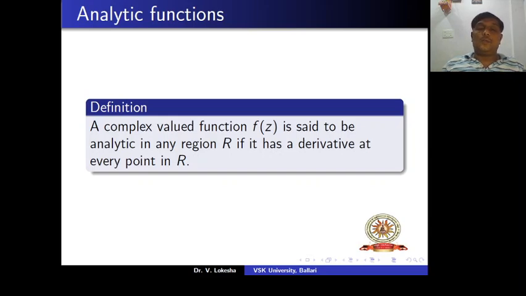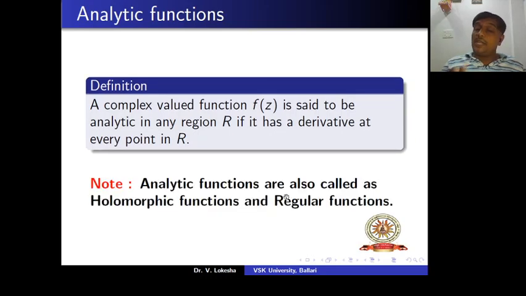Now we will discuss the analytic function. You know that first we discussed continuity, next differentiability, and now we go to the analytic function. A complex valued function f of z is said to be analytic in a region or a domain if it has a derivative at every point of the region R. Note that analytic functions are also called holomorphic functions, and sometimes regular functions.